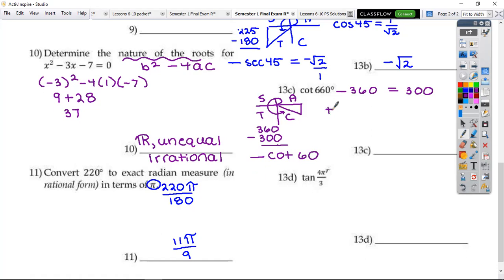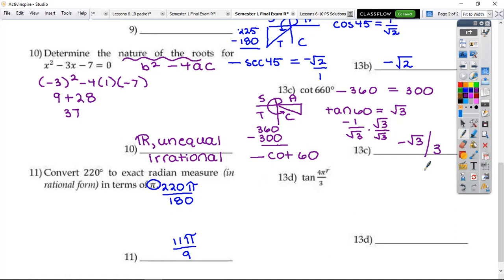So what is the tangent of 60? Tan of 60. Radical 3. And then you're going to flip it. So I get negative 1 over radical 3, which I then rationalize to produce a final answer of negative radical 3 over 3. Another negative.